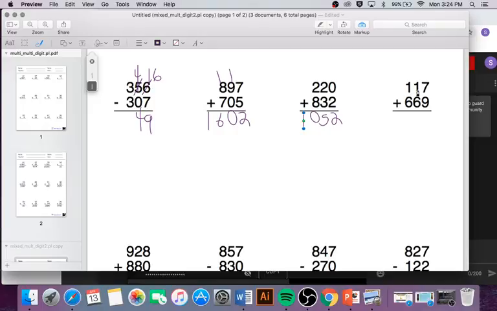Our next problem is 117 plus 669. So we start in the ones column, and we have 7 plus 9, which is 16. So we put down the 6 from the ones column, and we carry the 1 from the tens column. We move over, and we have 1 plus 6, which is 7, plus 1 is 8. And we move over to the hundreds column. We have 1 plus 6, which is 7. So our answer to 117 plus 669 is 786.